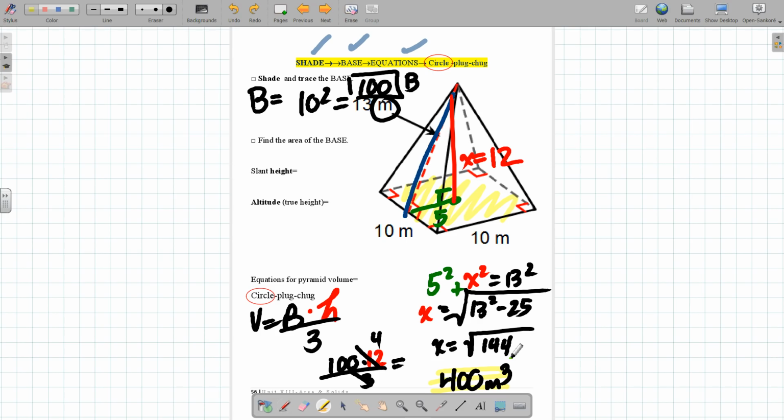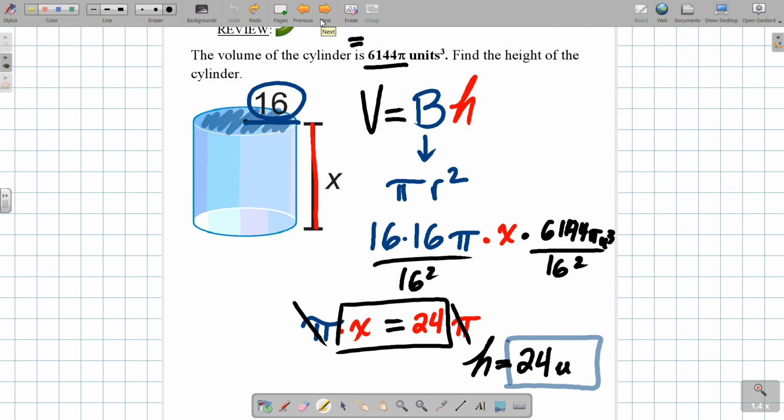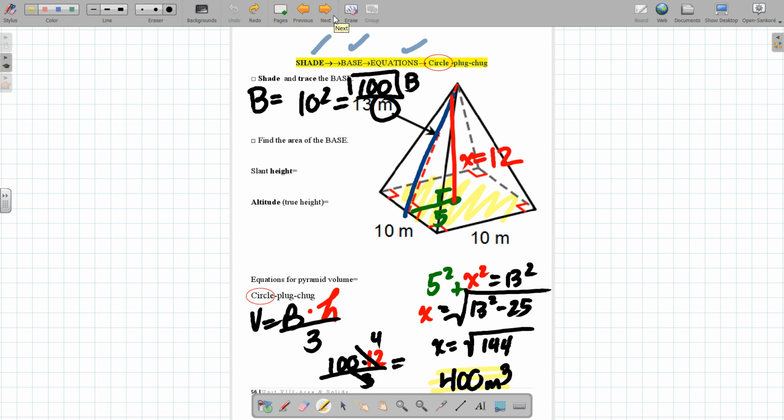Take a moment. If you got any of that wrong, write yourself a little note about what to do in the future. Warning, ladies and gentlemen, you will be doing a brain Java next class, which includes problems like this, volumes of prisms and cylinders, as well as problems like this, volumes of pyramids and cones. Watch out for an extensive brain Java next class.